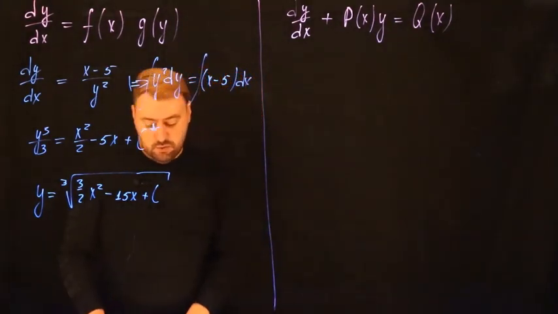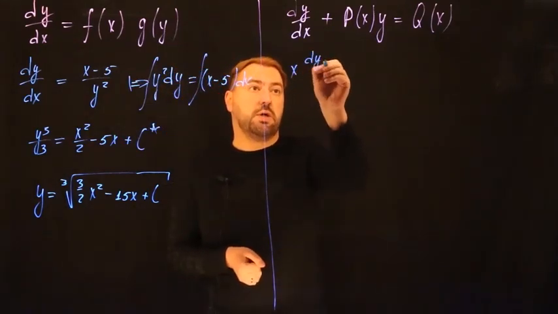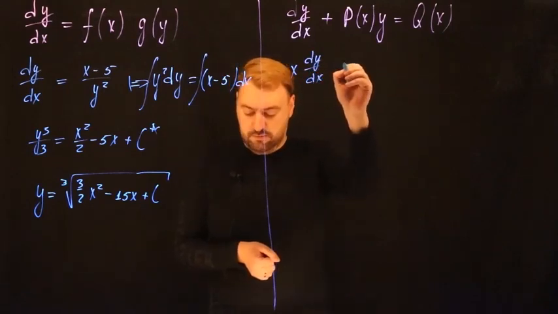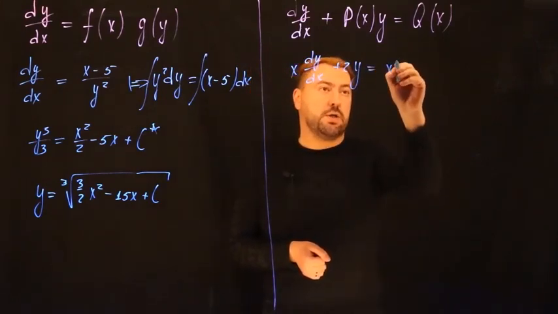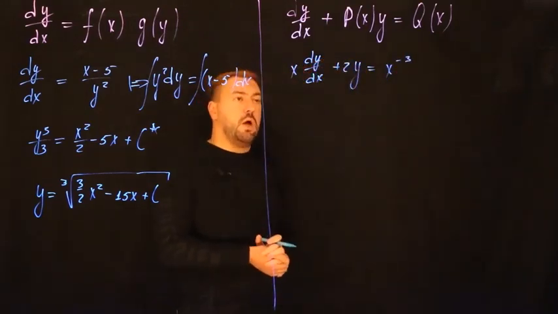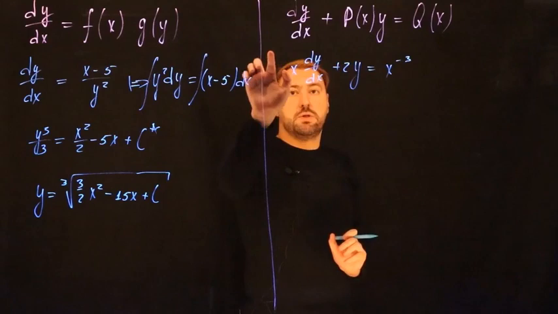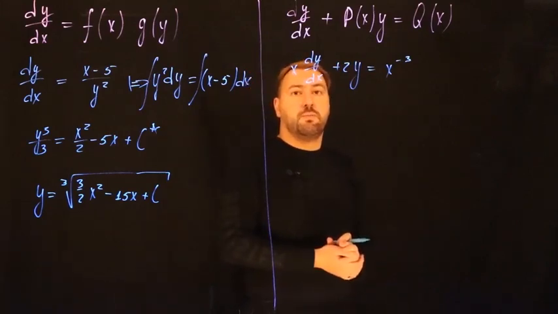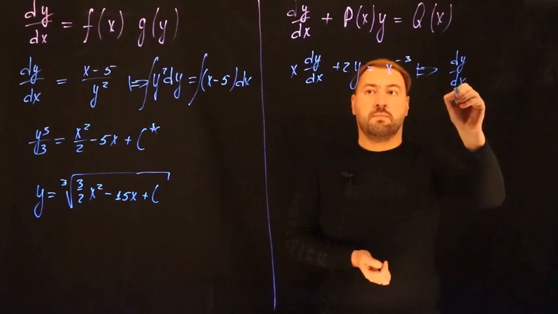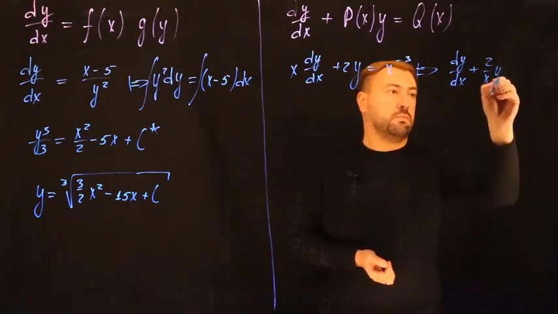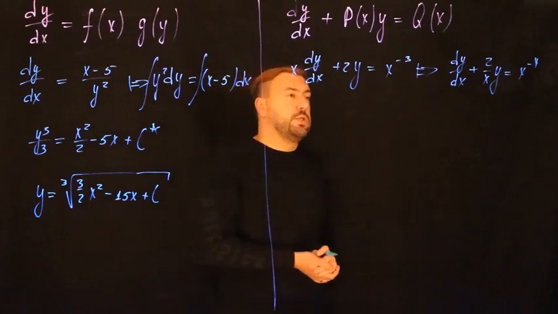Once again, let's use one of the examples to follow the algorithm. One of the examples is x dy by dx plus 2y equals x to the power minus 3. So this is our equation, and the first step is to write it in the standard form. To do so, we need to isolate dy by dx, so we need to get rid of this x, which means that we divide all sides by x, which gives us our equation in the standard form. This is the end of the first step.